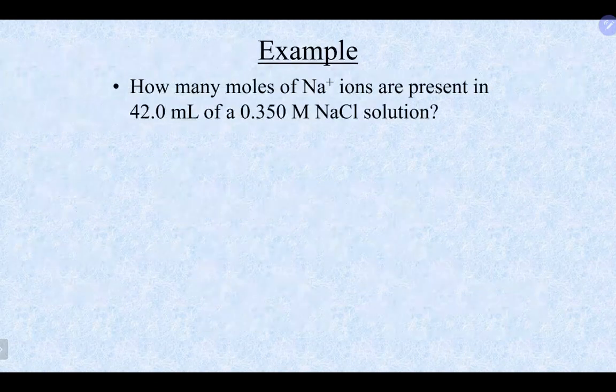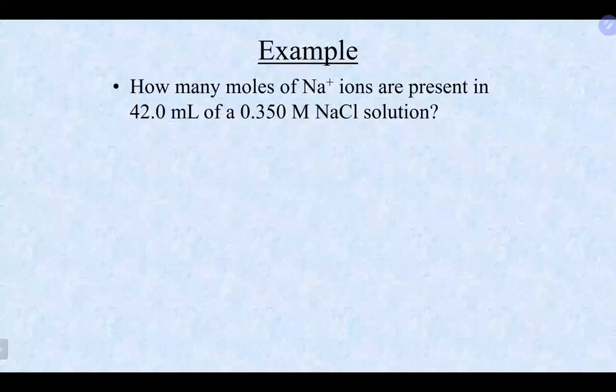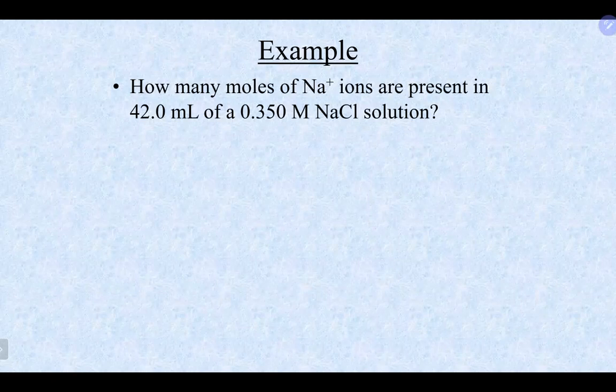So why don't we try one like that? We want to know how many moles of sodium ions are present in 42 milliliters of a 0.35 molar sodium chloride solution. So take a moment or two, see what you come up with here. All right, so let's take a look.